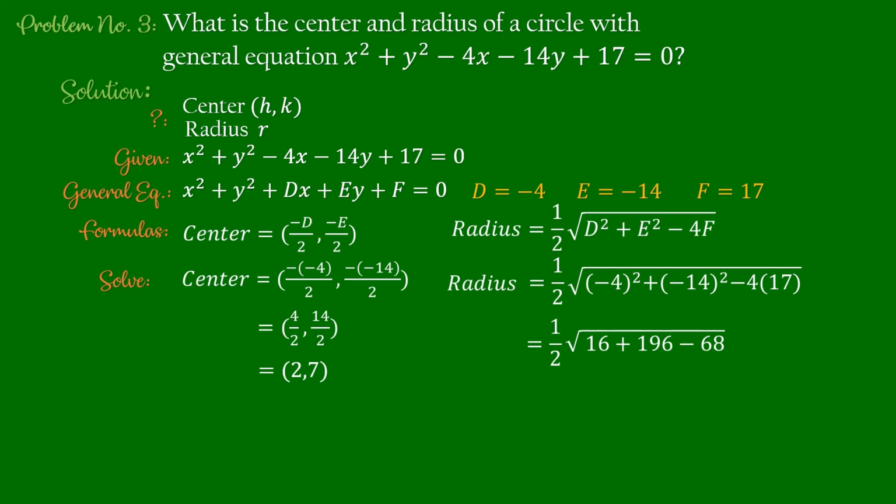So, we will have 1/2 the square root of 16 plus 196 minus 68. Again, simplify this. 16 plus 196 minus 68 is 144. So we will have 1/2 the square root of 144. Now, the square root of 144 is 12. So we will have 1/2 times 12. And 1/2 times 12 is 6. So therefore, radius is 6 units. So that's how we determine the center and the radius of a circle given the general equation.